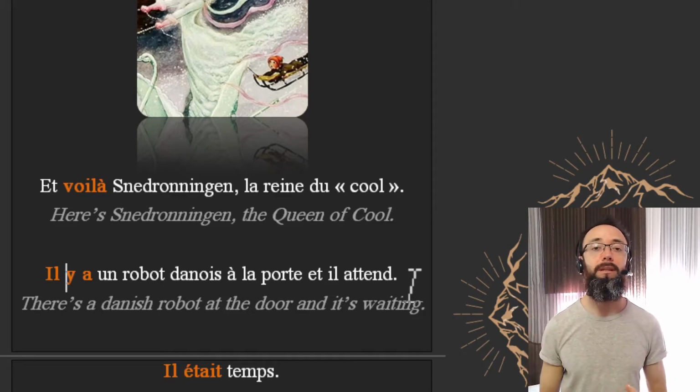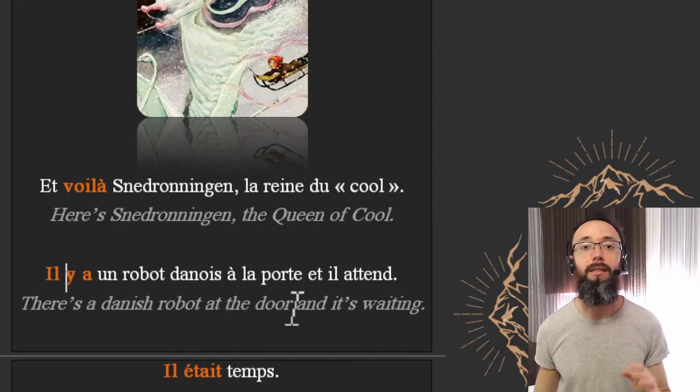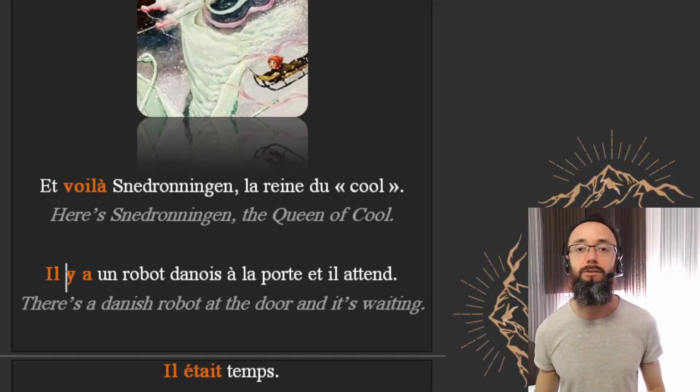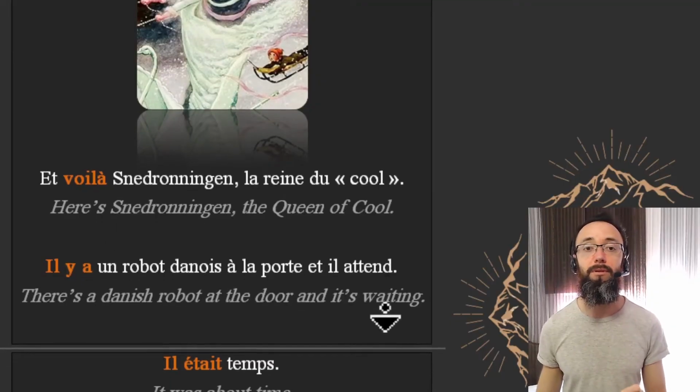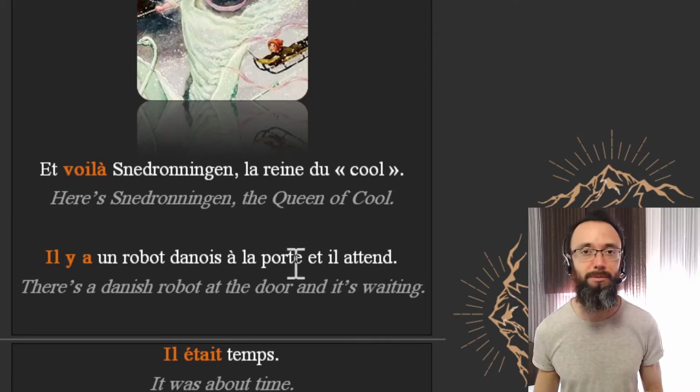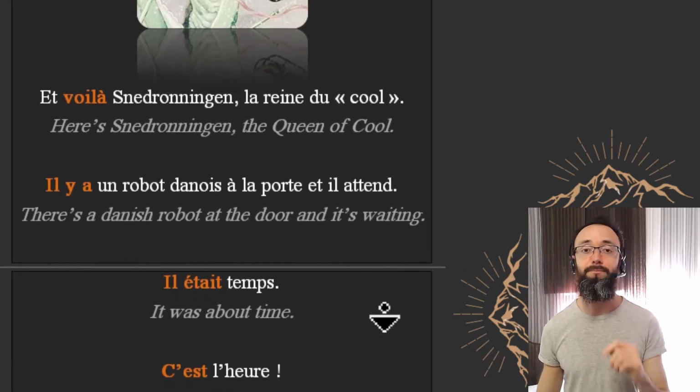A difference from the English language again. There are Danish robots at the door. Il y a des robots danois à la porte. So the French language here arguably is easier on the nerves. Consumes less RAM. You don't need to put that sentence in the plural, or at least that presentative in the plural, to be more exact.